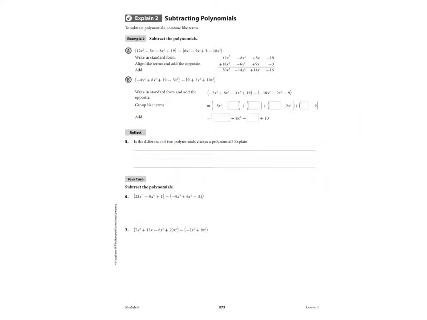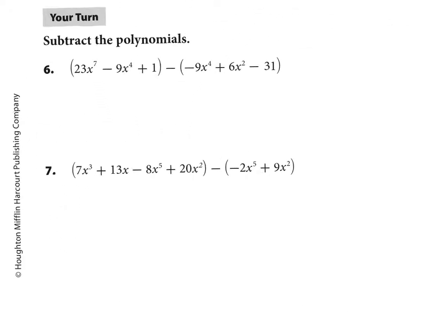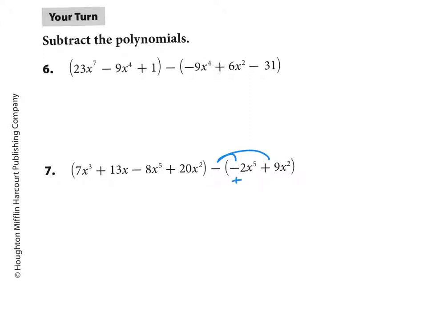So subtraction, very, very similar. The only thing I want to show you in subtraction is that you think about it like you've got a negative here distributing on this second set. So if I distribute that negative, it's going to change the signs. I'm going to end up with a plus 2x to the 5th and a minus 9x squared. To be honest with you, I think if you'll at least rewrite that part, you'll be less likely to make sign errors when you're combining like terms.